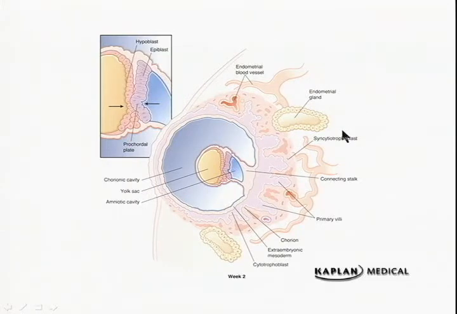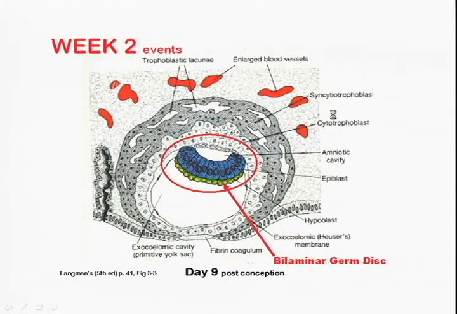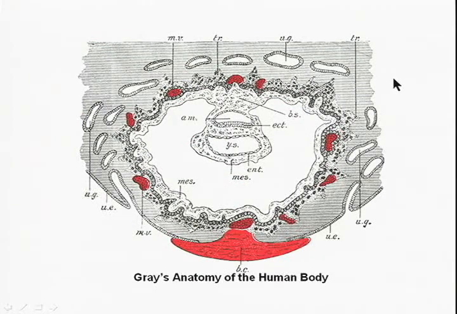And here we have the implantation, which has occurred. And if you look carefully here, you can see the 2 layers, the hypoblast and the epiblast. And here is our trophoblast. This is the syncytial trophoblast and the cytotrophoblast. Here you can see a little bit better. The 2 layers, we have the epiblast, the hypoblast, we have the cytotrophoblast and the syncytial trophoblast, and the syncytial trophoblast is heading for the blood vessels. This is in the 2nd week.